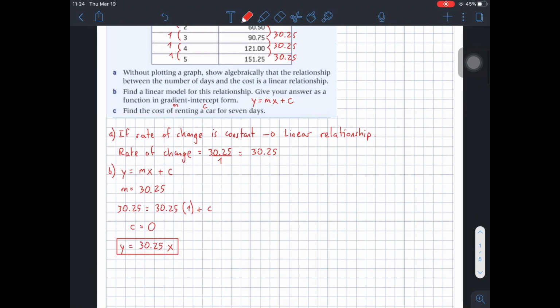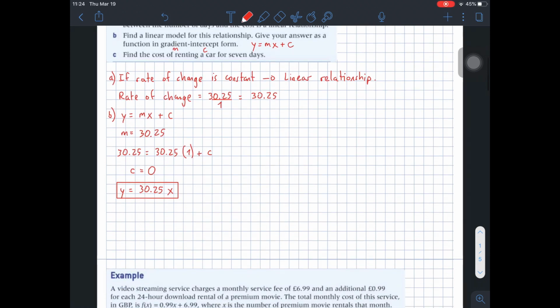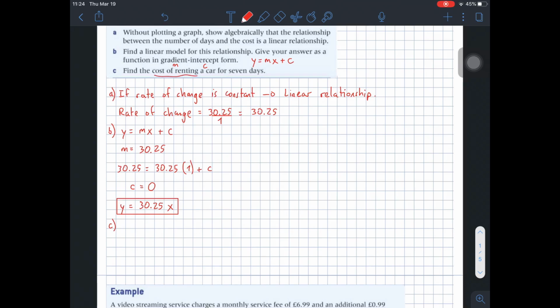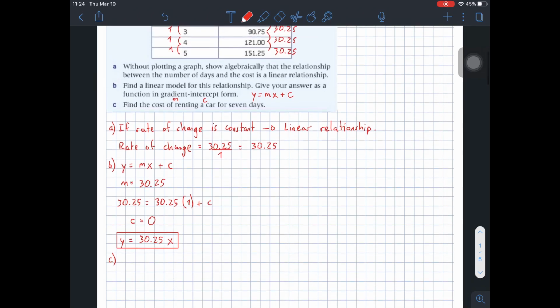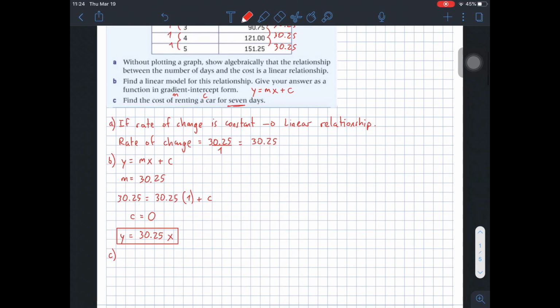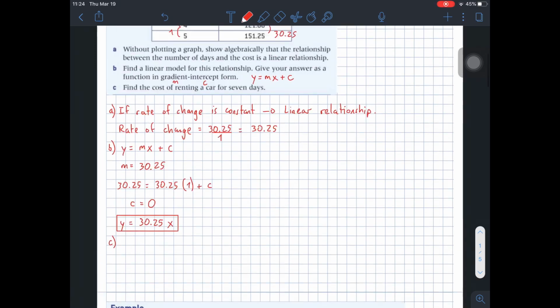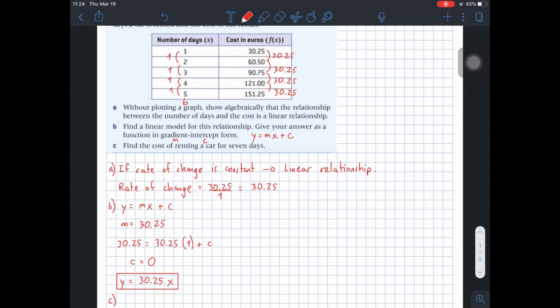Okay, finally, part C. Find the cost of renting a car for 7 days. You see that now that we have the equation, we can use this model to predict the cost for any number of days. We could say 7 days or maybe 100 days if we want. This is a general model that would let us predict. And we will not waste time doing here 6, 7, and then calculating the rate of change in each case.